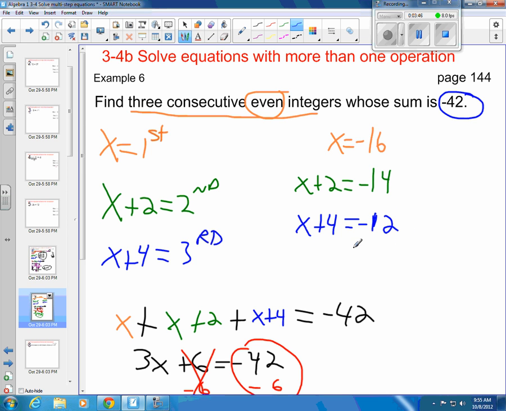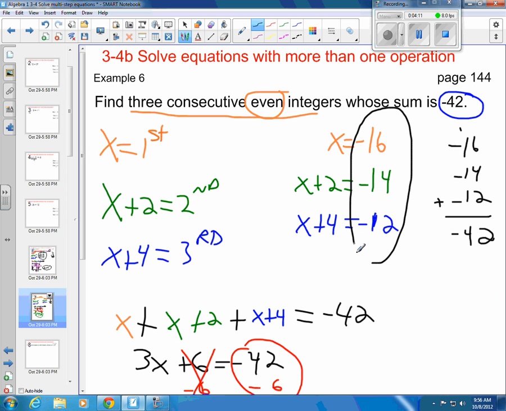And if I check those and add those together, we want to see if I actually come out with the right answer. So if I've got negative 16, negative 14, and negative 12, and I add them all together, 6 plus 4 is 10, plus 2 more. That's 12, so 2 to carry the 1, and 1, 2, 3, 4. And same sign, I add them and keep the sign. So the answer would be negative 42. So my answer here, my 3 consecutive even integers would be negative 12, negative 14, negative 16.